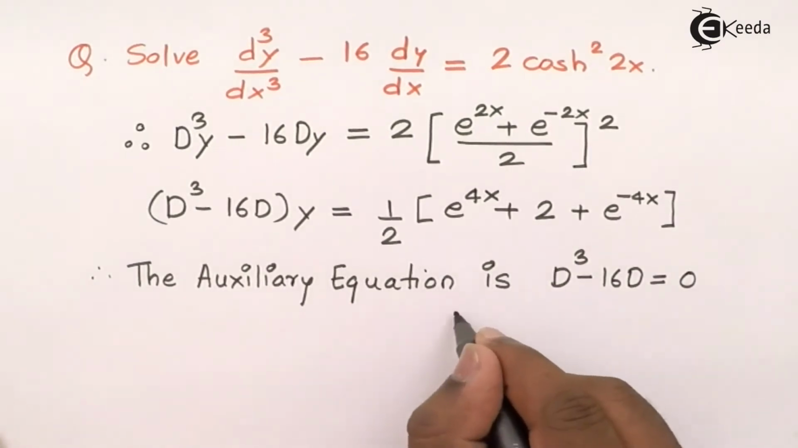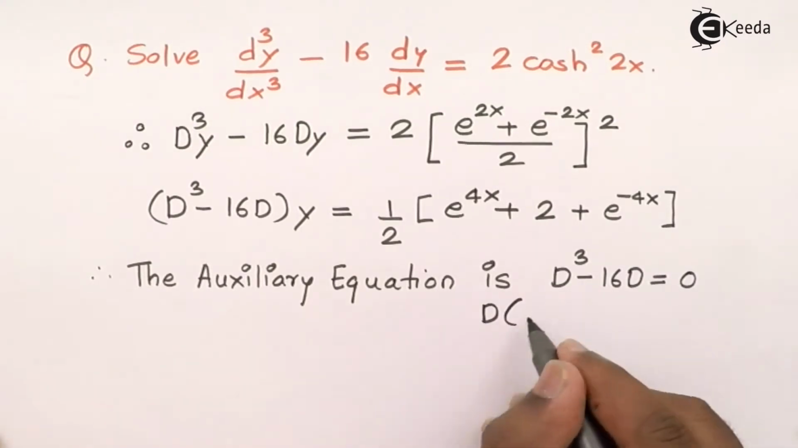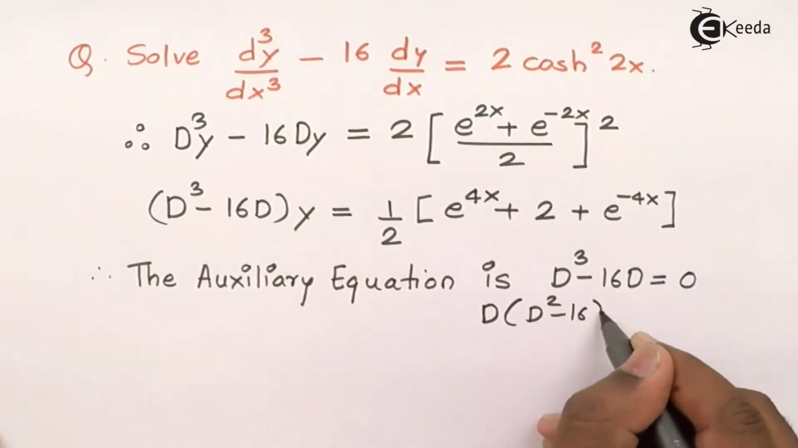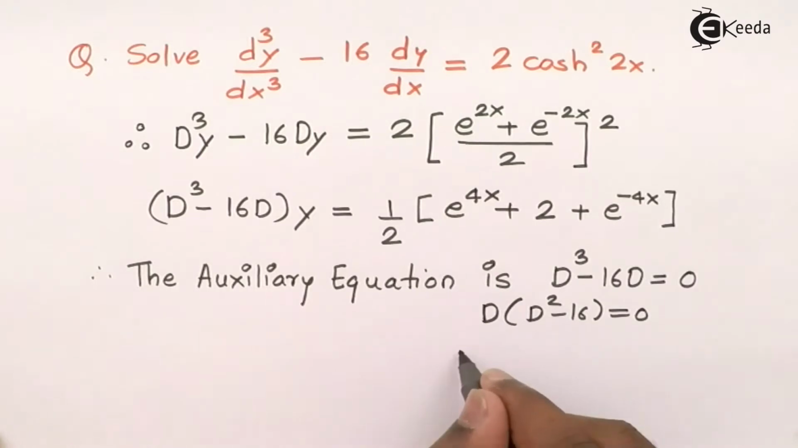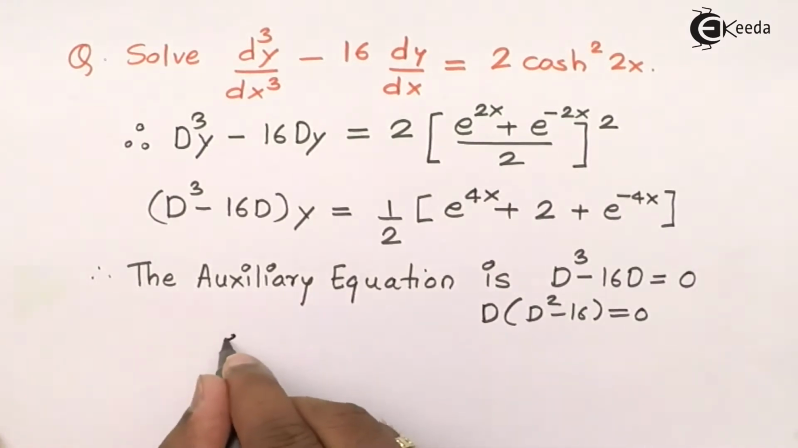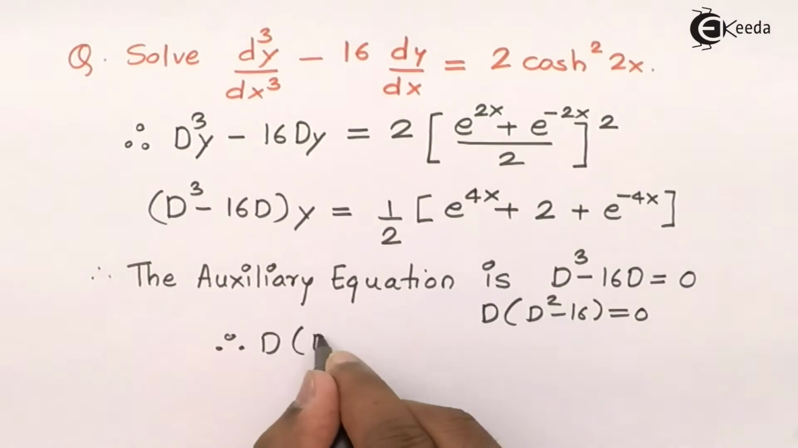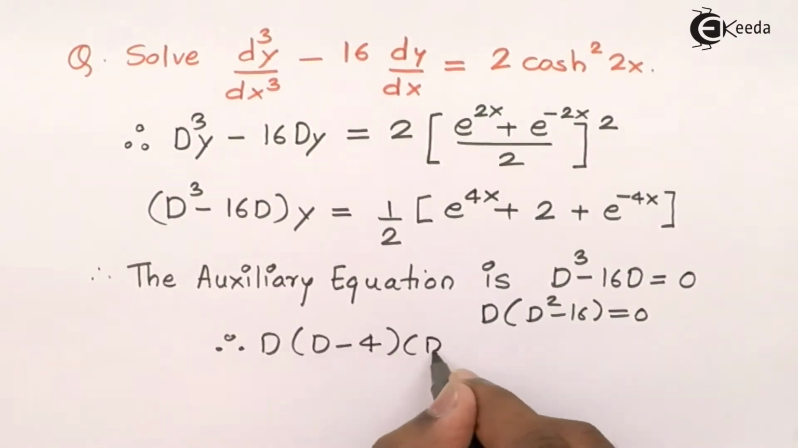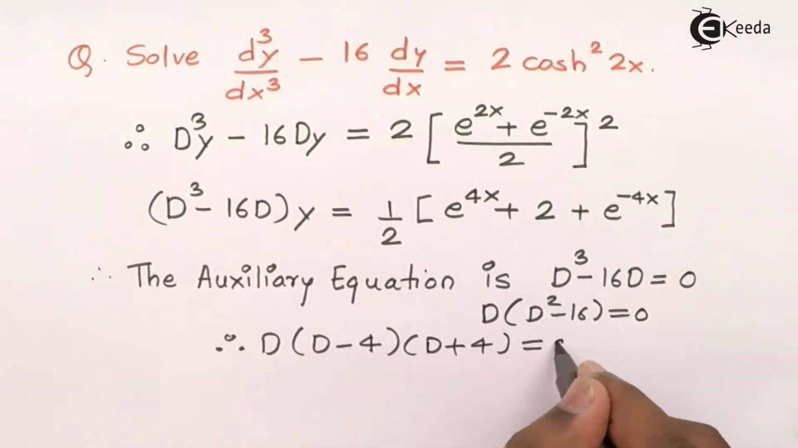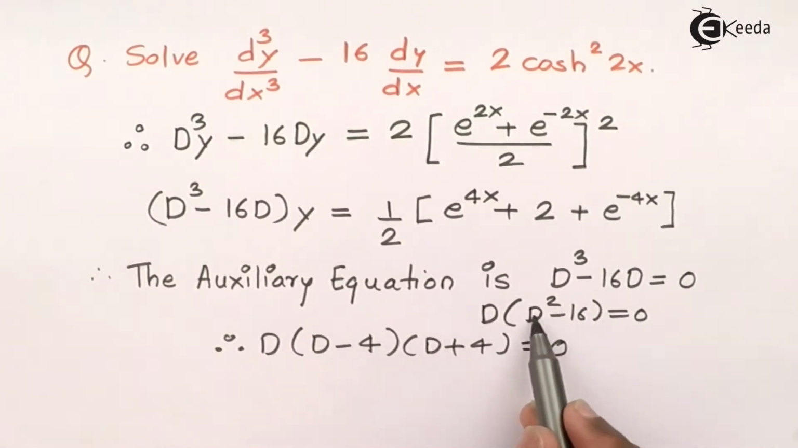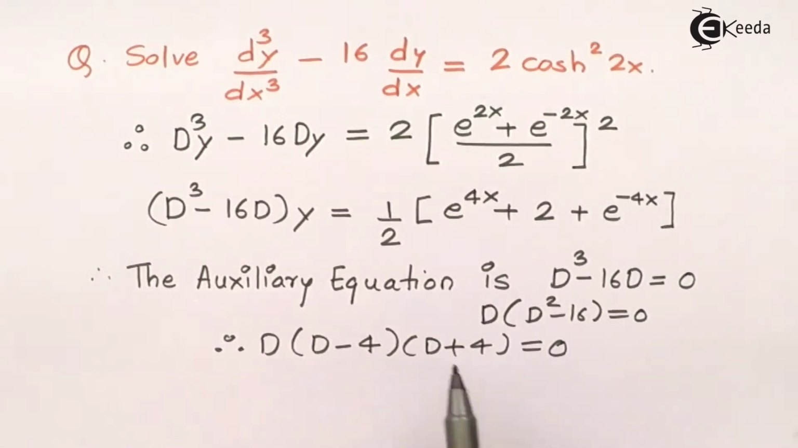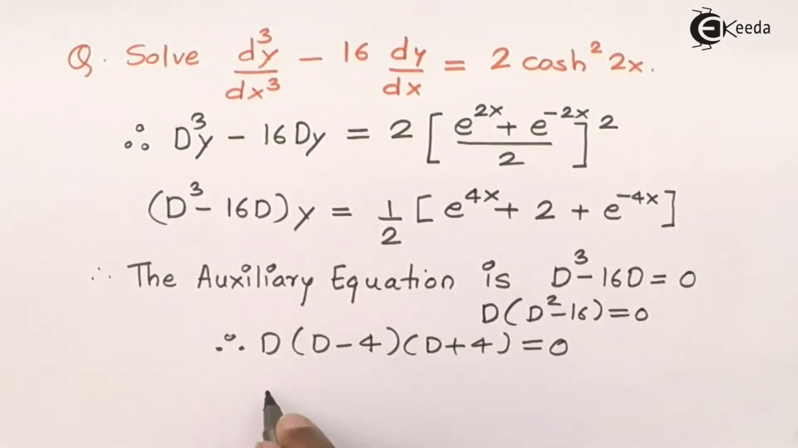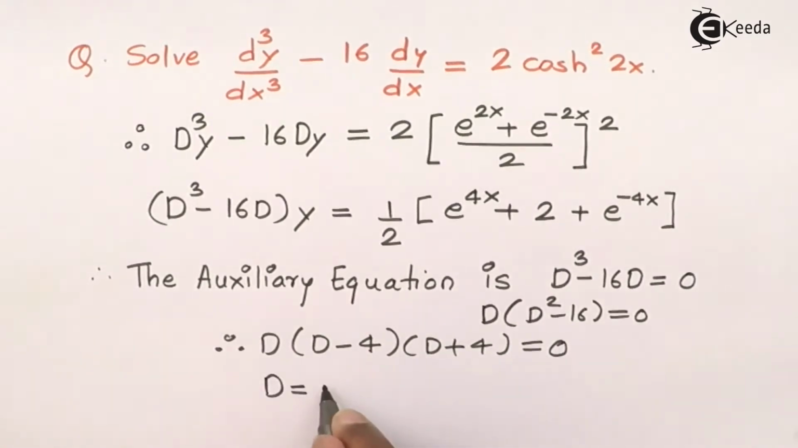So I can take d common. We'll get d square minus 16 in bracket, which is, here I have applied the formula for d square minus 4 square: d minus 4 and d plus 4. So here we got 3 roots. One is 0. From here we'll get 4, and from here we'll get negative 4. Now guys, all 3 roots are distinct and real.